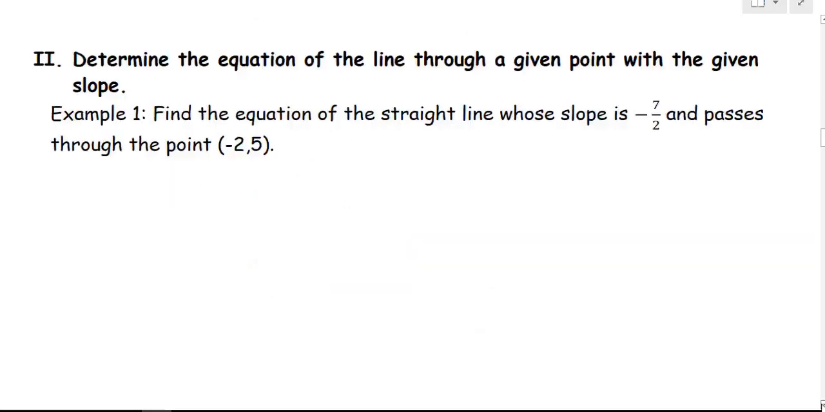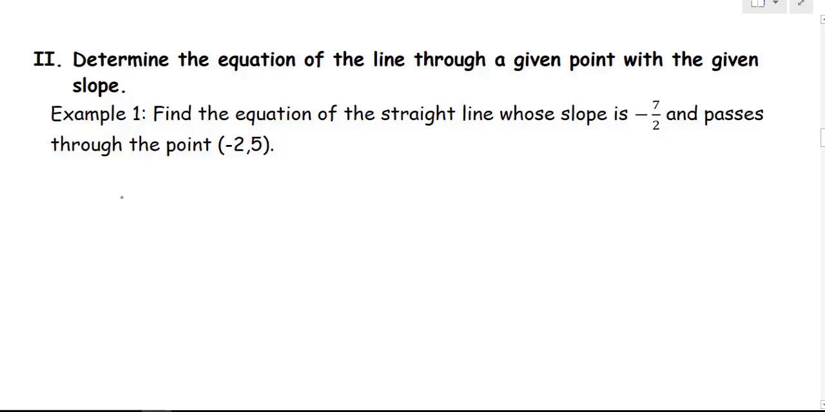In the second category, we are going to determine the equation of the line when a point and the slope are given. In that, we have, for example, find the equation of the straight line whose slope is minus 7 over 2 and passes through the point (2, 5).